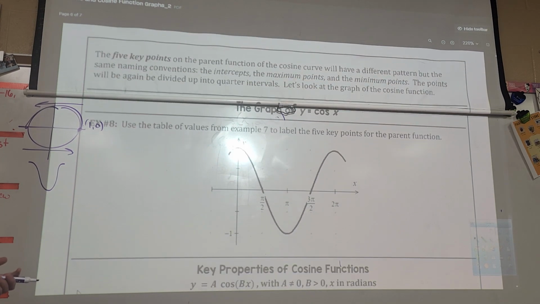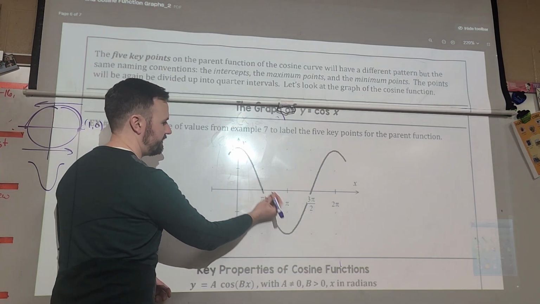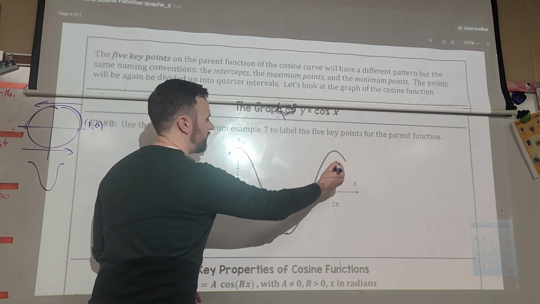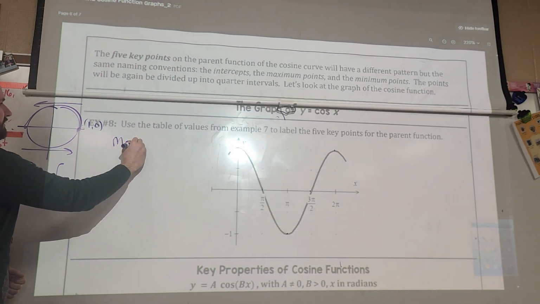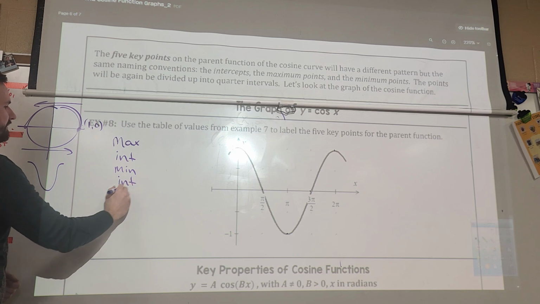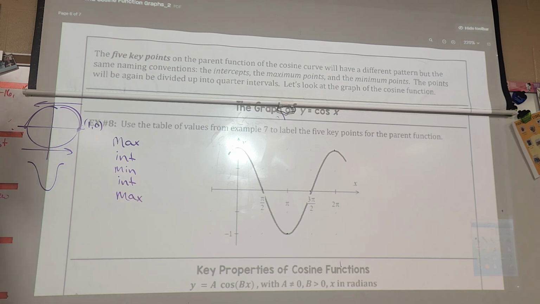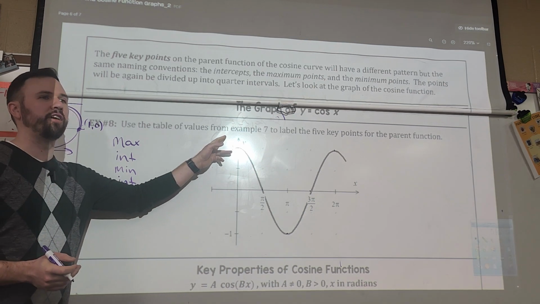So again, that's what cosine's going to look like, right? We start max, intercept, min, intercept, max. I'm just going to write, so we're going to go max, intercept, min, intercept, max. So now at this point, you should be able to tell pretty quickly when you look at a graph if it's cosine or sine, right? Do you start at 0, 0, or do you start at the amplitude?